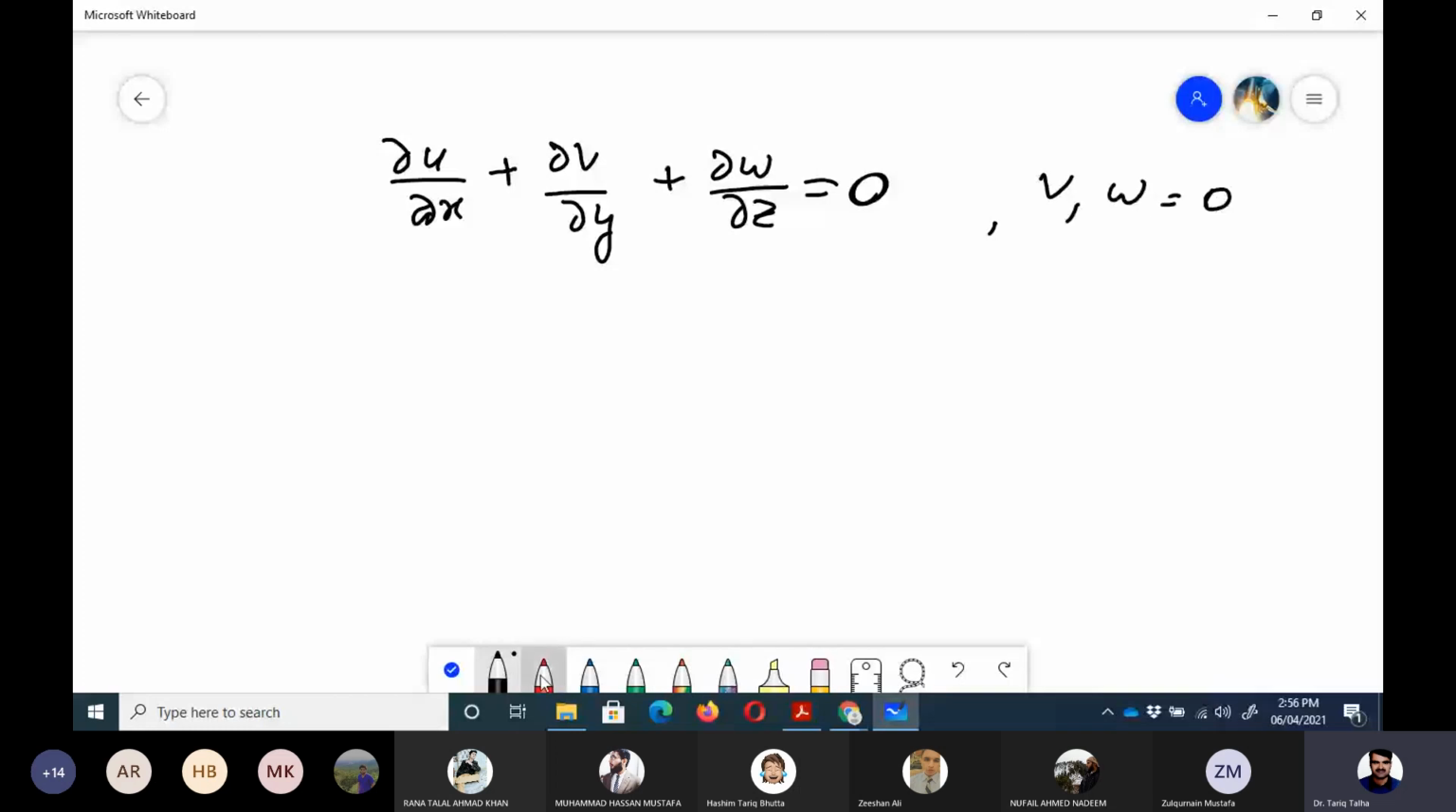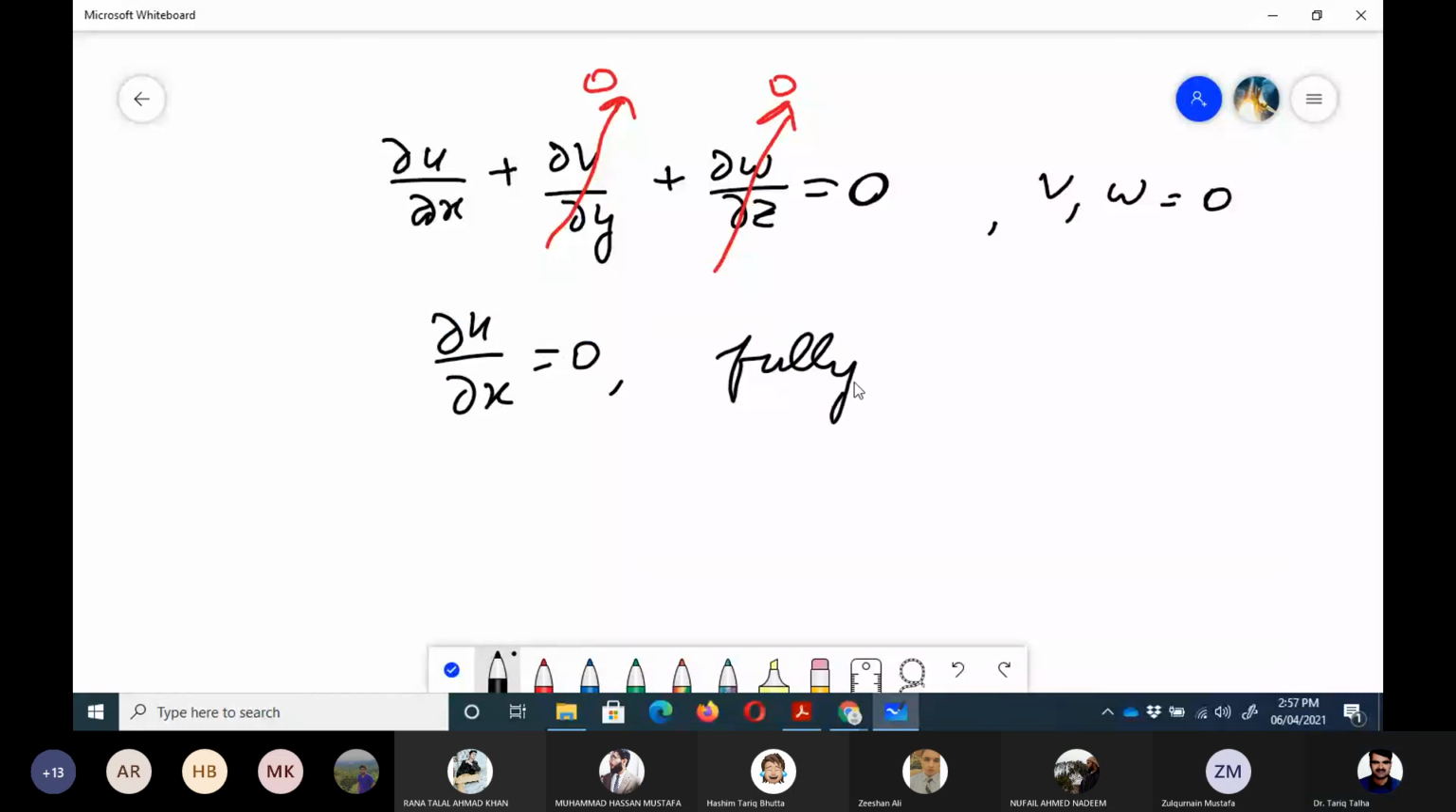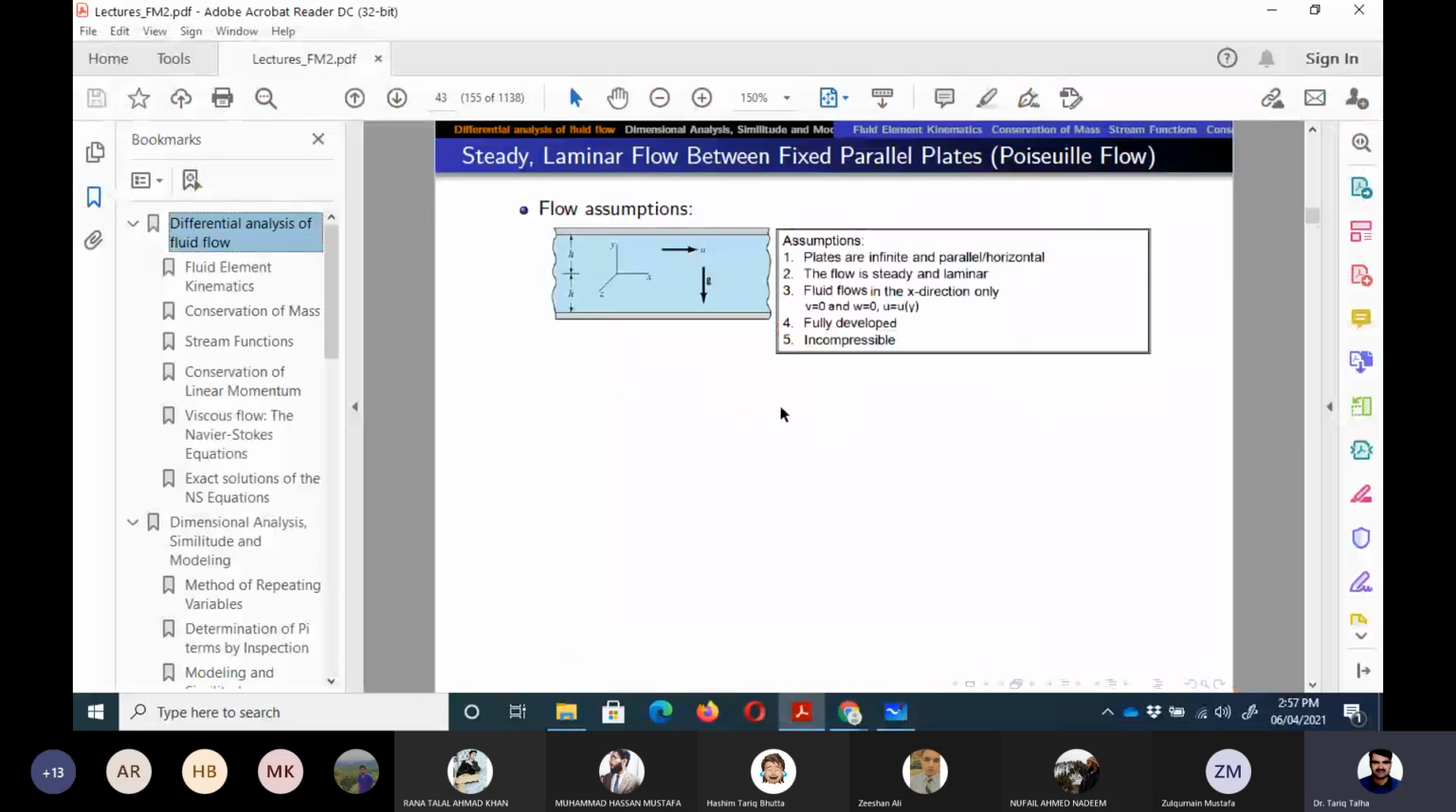So it means that we can say that this is equal to 0, and partial W by partial Z is also equal to 0. So we can say that partial U by partial X is 0. So it means that the flow is fully developed. It means that the velocity is not changing in x along a streamline. So that is important to note. And then the fifth assumption is incompressible flow.